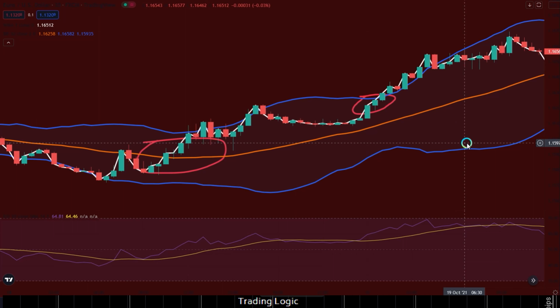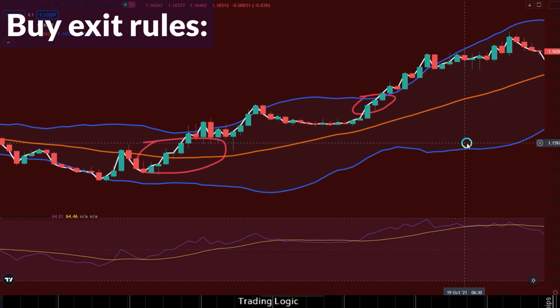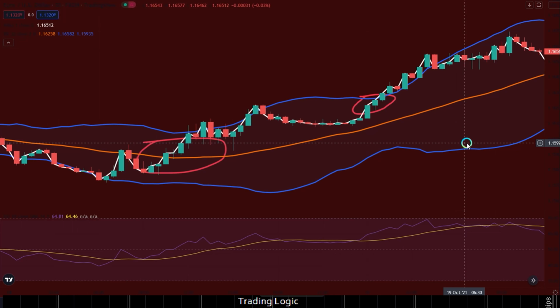Now, what are our buy exit rules? The exit rules are just a strategy, just like the entry strategy. And most traders don't even know about it. They know about stop loss and take profit, but they don't know how important it is to have a good exit strategy.